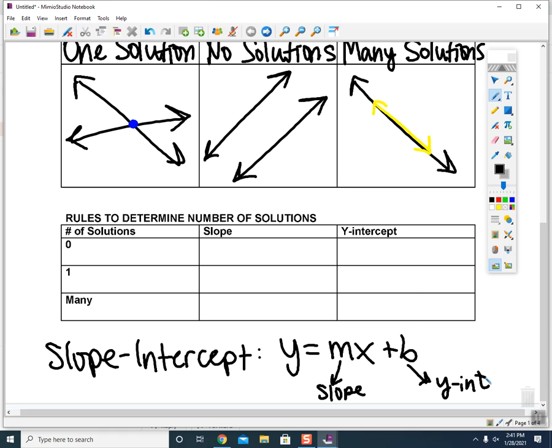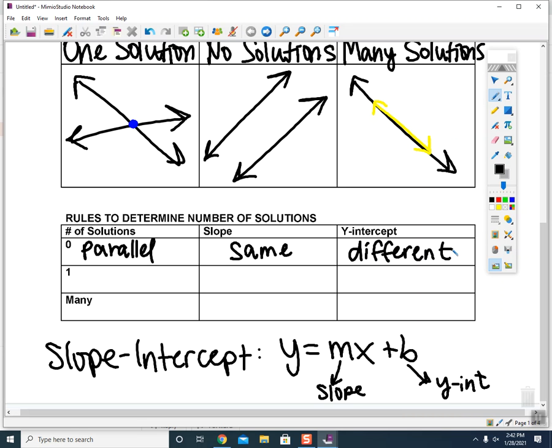So if I have no solutions, what that means is that my lines are parallel, right? No solutions means that I have parallel lines. Well, I know that parallel lines have the same slope. And in order for there to be no solutions, they would need to have a different y-intercept. So same slope, different y-intercept.